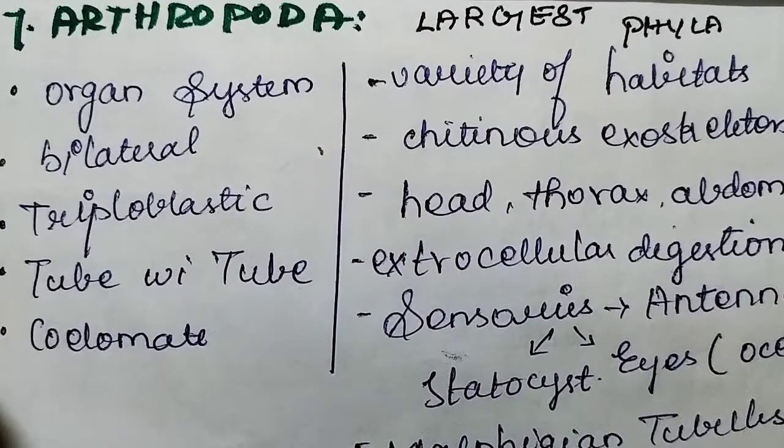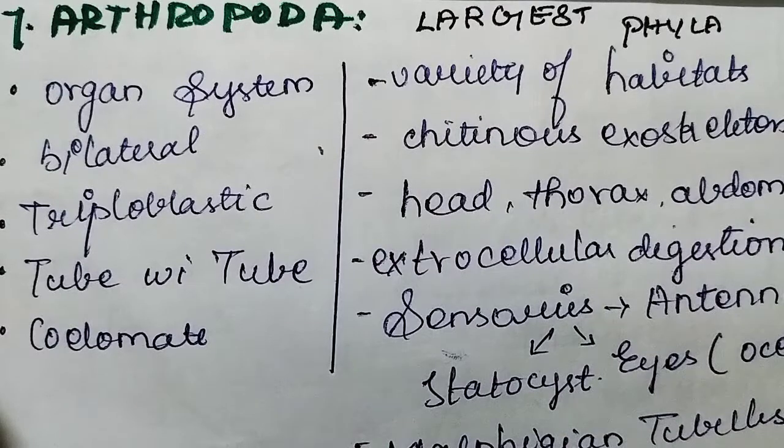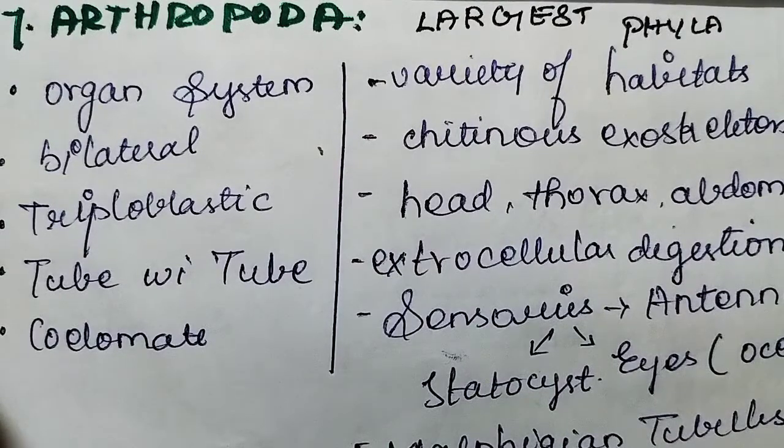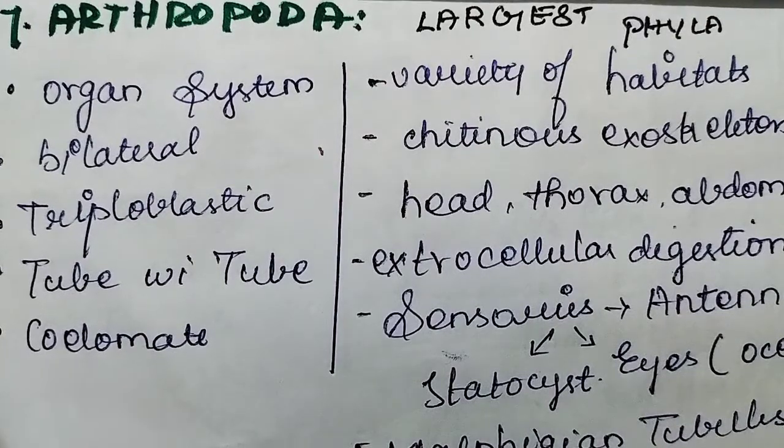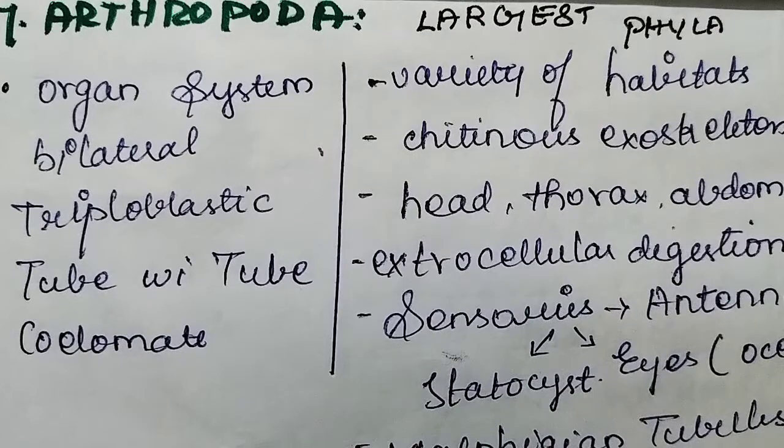Hello students, in this video we will see about arthropoda and mollusks. In the last video we have seen the rest of the non-chordates. In the next video we will see echinoderms and hemichordates.